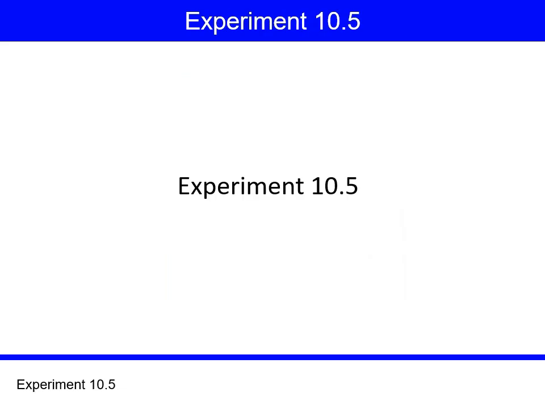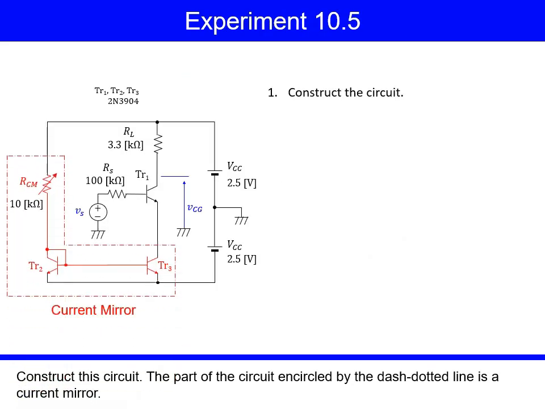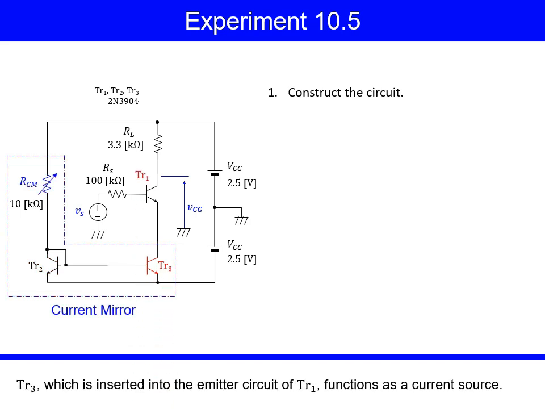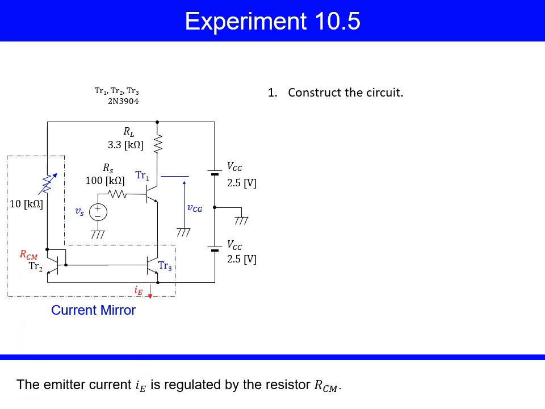Experiment 10.5. Construct this circuit. The part of the circuit encircled by the dashed dotted line is a current mirror. TR3, which is inserted into the emitter circuit of TR1, functions as a current source. The emitter current IE is regulated by the resistor RCM.